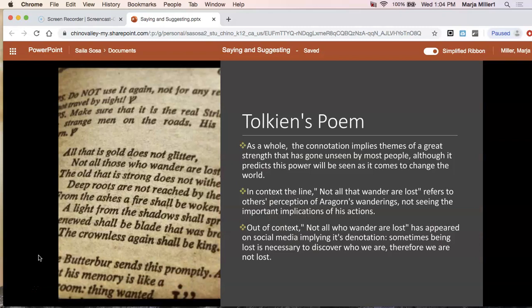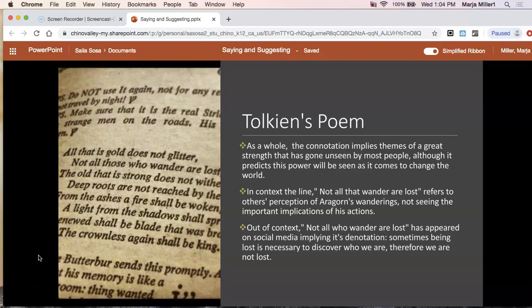Yes, Tolkien's poem! This is a great example of thematic connotation and denotation, because it's often misquoted. So as a whole, let's talk about the whole of the poem first. Actually, let's talk about the poem first.